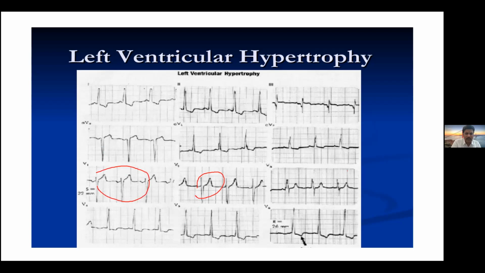There appears to be positive forces. See here, this is the TP junction. There appears to be an ST elevation. That is because of the left ventricular hypertrophy. Here again, you will not have the convexity. You will again see the concavity.